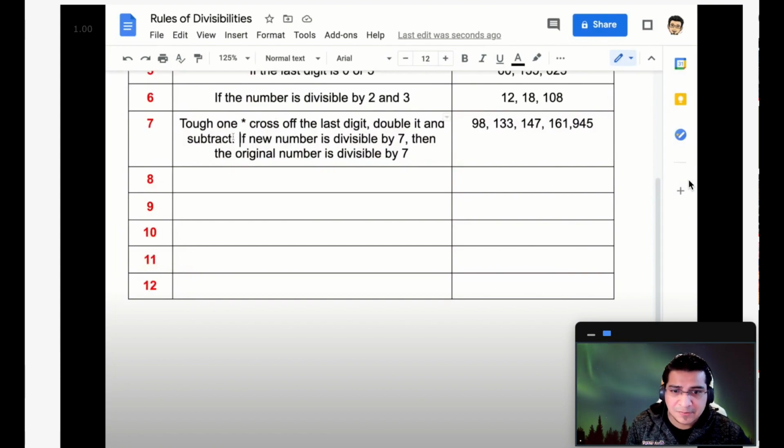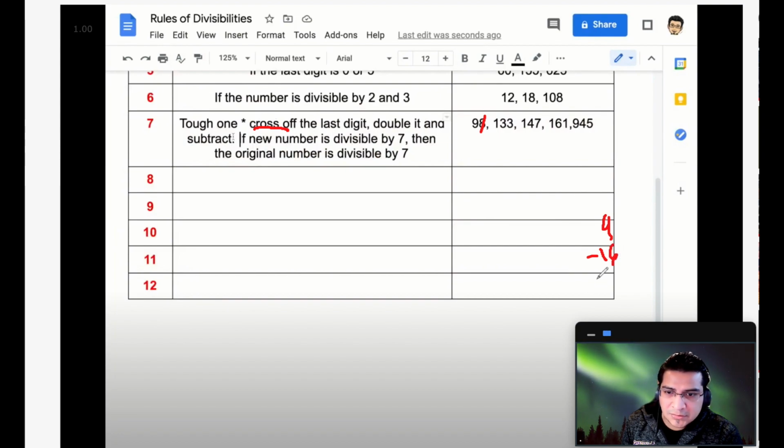I'll demonstrate that. Like I said, it's a little tough one, but it's okay. We're going to cross off the last digit. For example, in this one, double it and subtract it from whatever you end up with. If I cross out the 8, I'm left with 9. Then you double the 8: 8 times 2 is 16. Then I can do 9 minus 16, and I know that's going to be 7, right?